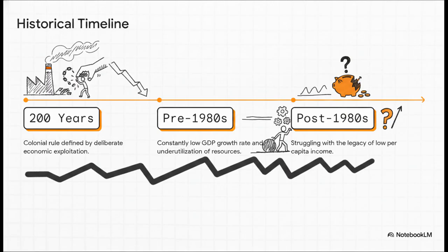That structural damage cast an incredibly long shadow. I mean, even long after independence, the GDP growth rate in India remained constantly low, right up until the 1980s. Just think about that massive historical hangover for a second. This incredibly long period of low economic output basically meant the nation was constantly struggling with the legacy of suppressed per capita income. It created this huge multi-generational hurdle for lifting people out of poverty.